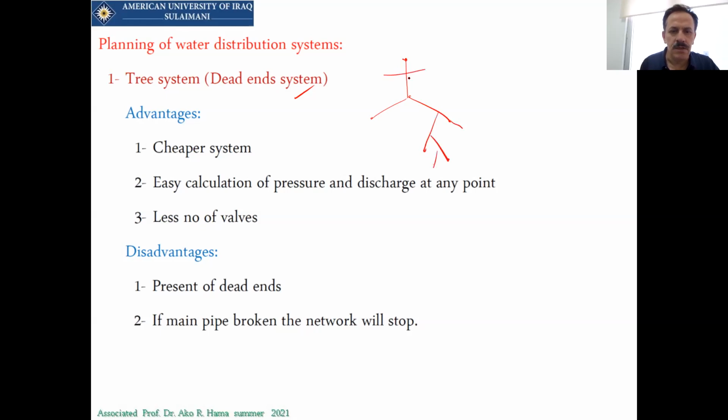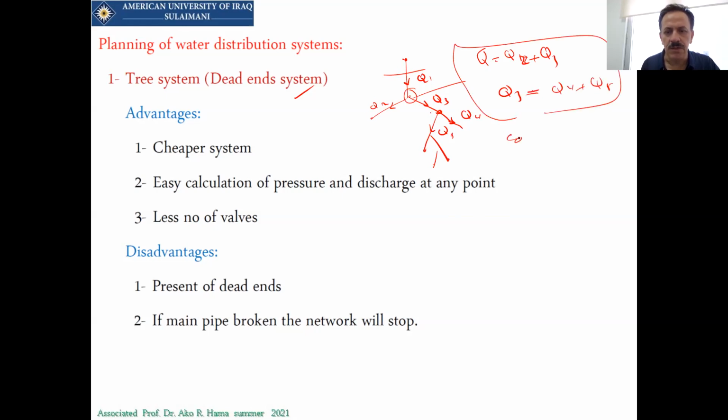And the method is we have Q1, Q2, for example, Q3. Now, in this junction or in this node, Q1 will be equal to Q2 plus Q3. And in this junction, if I have Q4, for example, and Q5, so Q3 is equal to Q4 plus Q5, and so on. This is called the continuity equation.